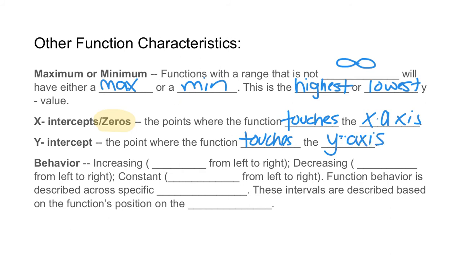And then the other thing you need to be able to describe is the behavior of the graph. So the graph could be doing one of three things. It could be increasing, and that means it's rising from left to right. It could be decreasing, which means it's falling from left to right. Or it could be constant, which means it remains horizontal or flat. That behavior is always described across specific intervals, and those intervals are described by the position of the function on the x-axis.